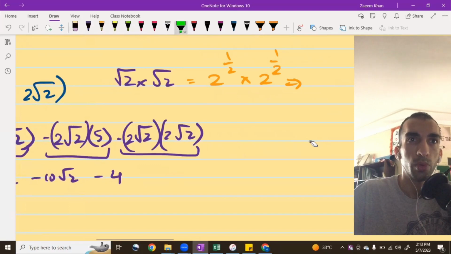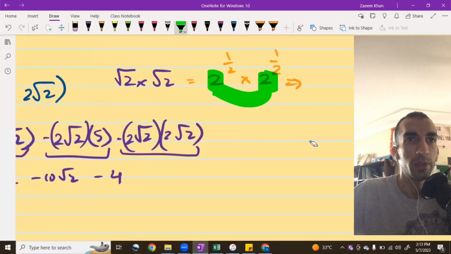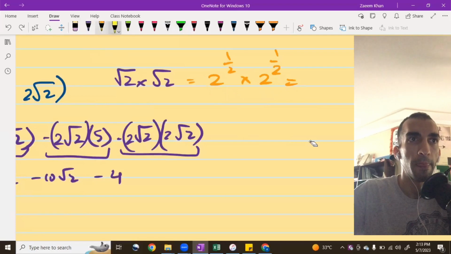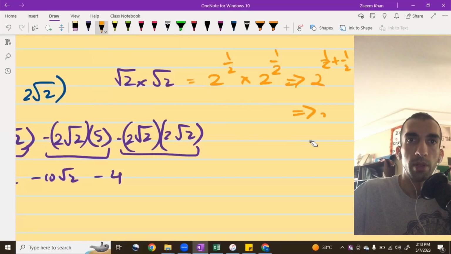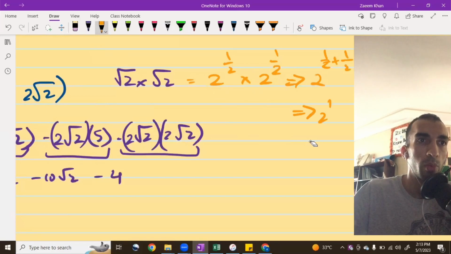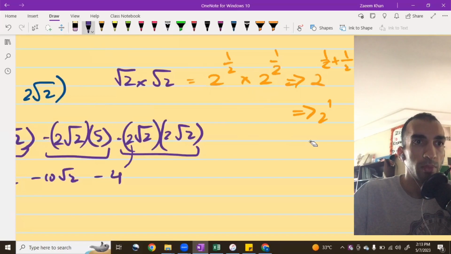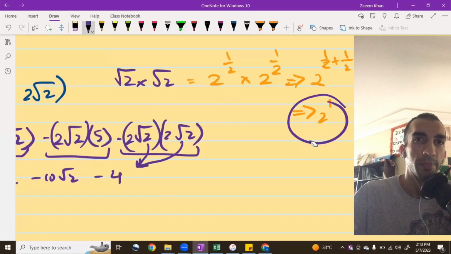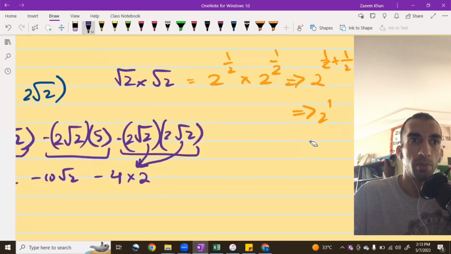Whenever we have the same bases, what do we do with the exponent? We add them together. So 1 by 2 plus 1 by 2. What's a half plus another half? Just 1. 2 raised to the power 1. So essentially, when we multiply these two terms together, we get 4. And when we multiply square root of 2 with square root of 2, what do we get? 2, 2 raised to the power 1. Is that making sense so far?